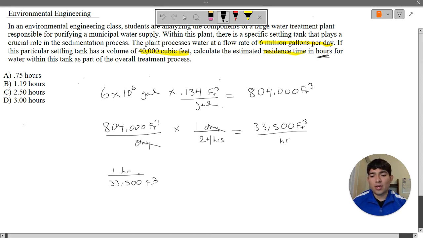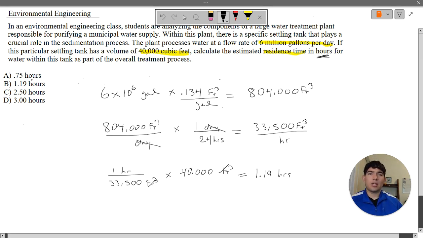If I write it over here, it says basically in 1 hour we have 33,500 feet cubed flowing through, right? And then what I'm going to do is multiply that by our 40,000 feet cubed. That's going to cancel out feet cubed and it's going to leave me with hours. In this case, it's going to be 1.19 hours. And if you look at our multiple choice, our answer is B.